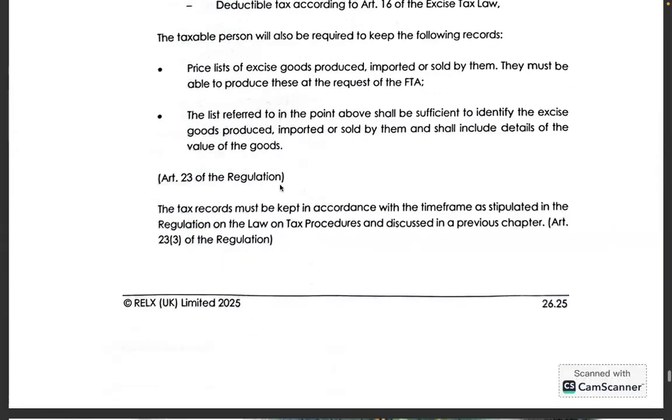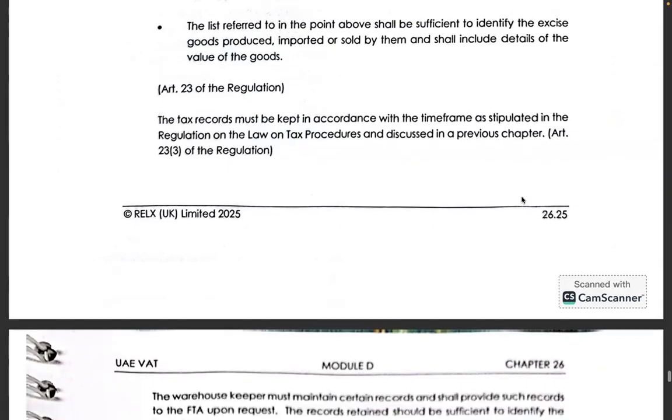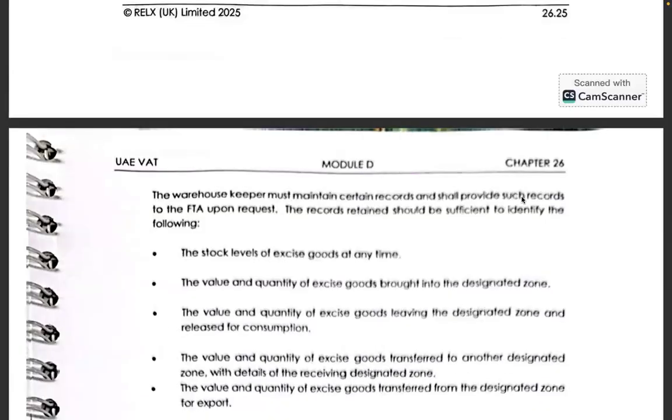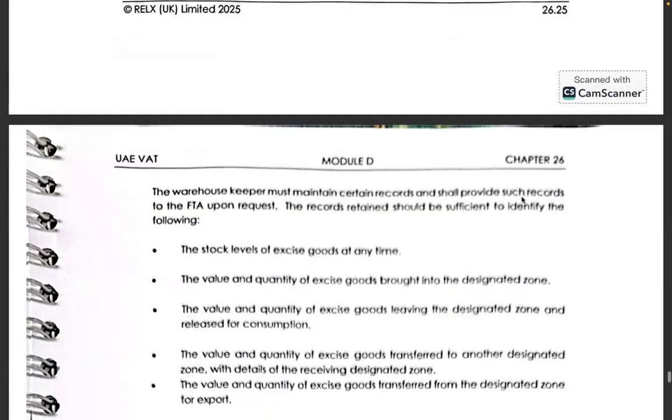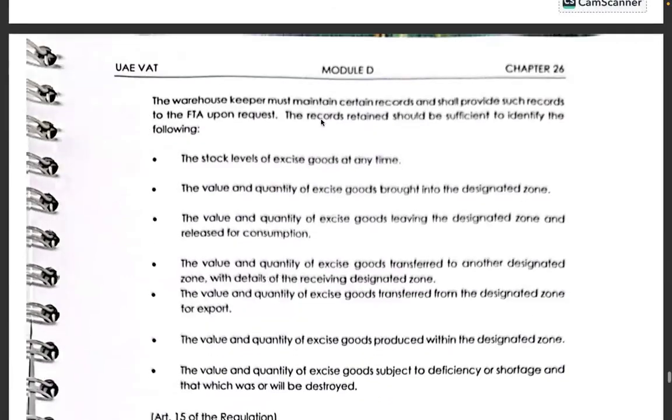The tax record must be kept in accordance with the time frame specified in the regulations on the law on tax procedures, discussed in a previous chapter. So, in line with the statute of limitation, which is 5 years, and 7 years for certain items. So usually it is 5 to 7 years.